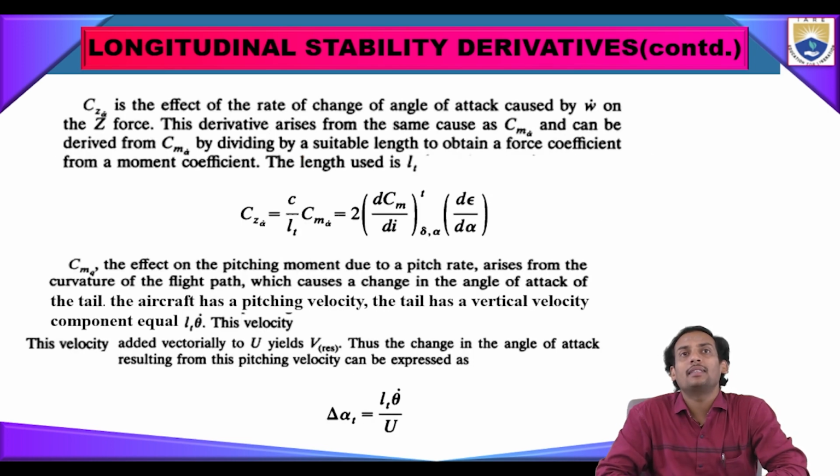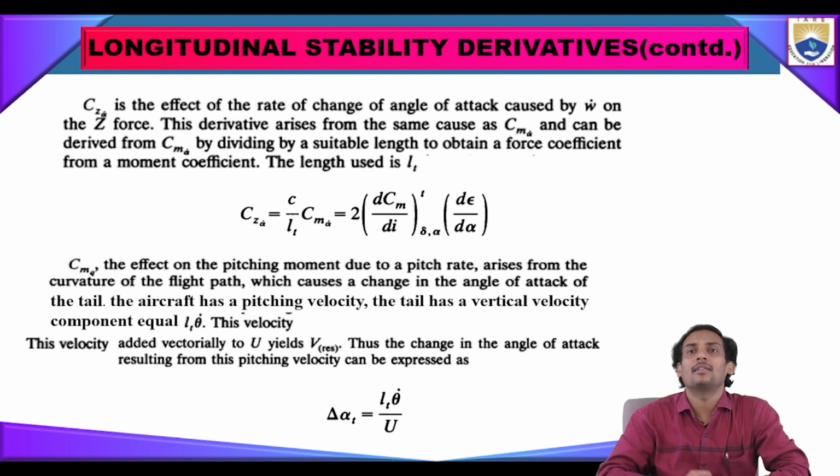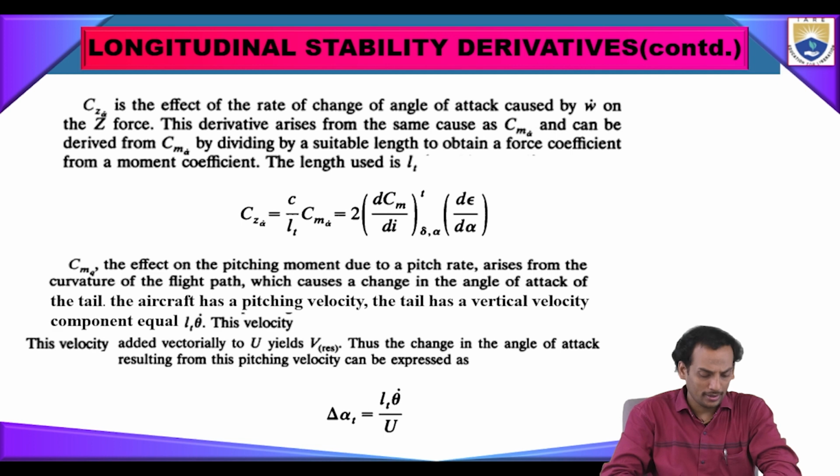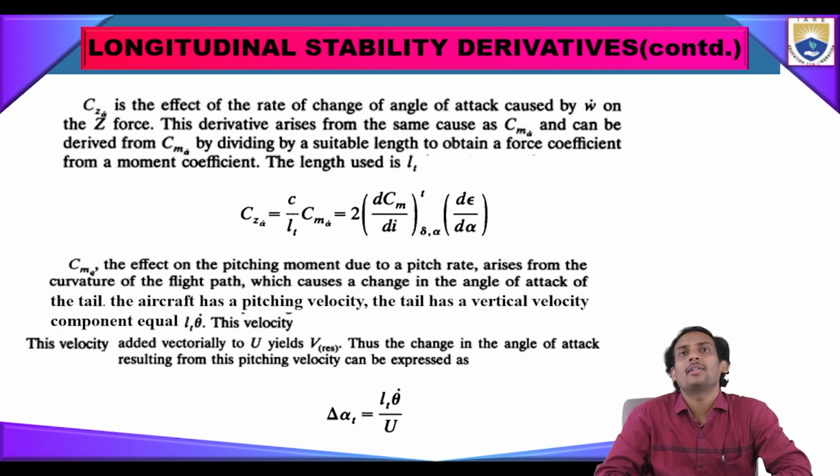So the Cz alpha dot, sorry, Cz alpha dot, if you want to find out. So what is Cz alpha dot? That means the jet direction effect, if you want to make it. So Cz alpha dot is the effect of rate of change of angle of attack caused by the w naught term. Like the w naught is the downward velocity component due to the jet force. So this derivative arises from the same cause as Cm alpha dot, and can be derived from Cm alpha dot by dividing and substituting the length lt, obtained from the force coefficient and the moment coefficient. So that length is lt.